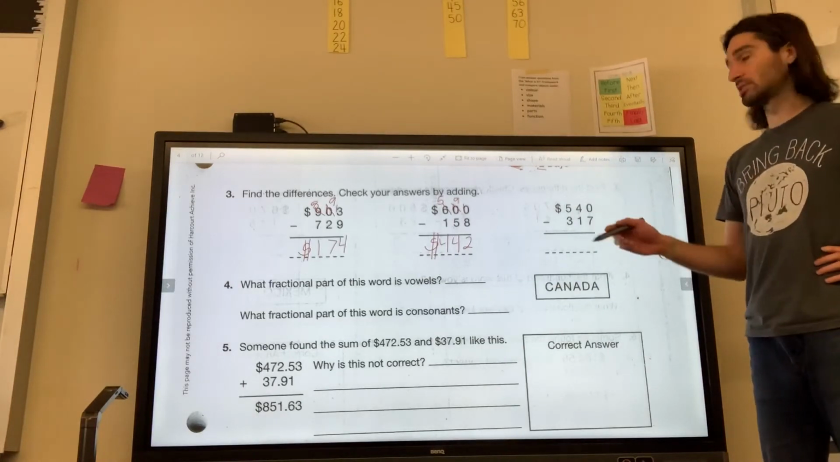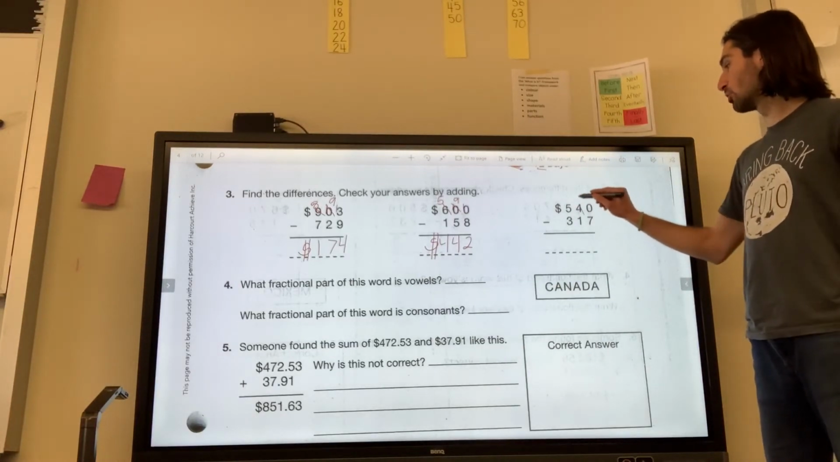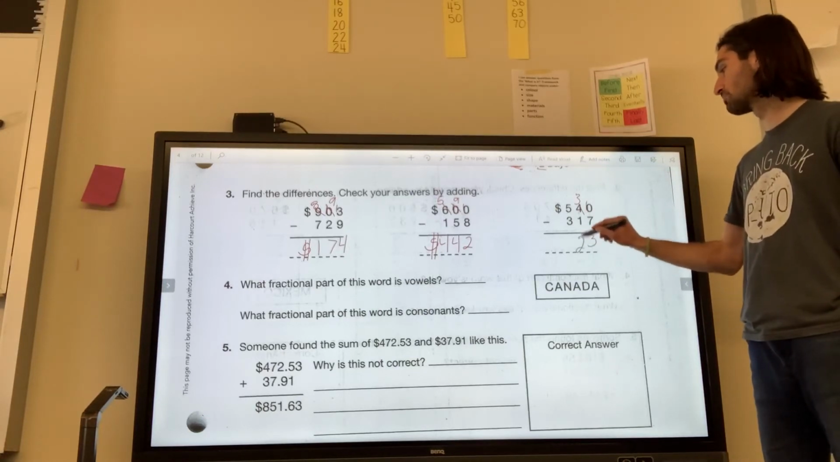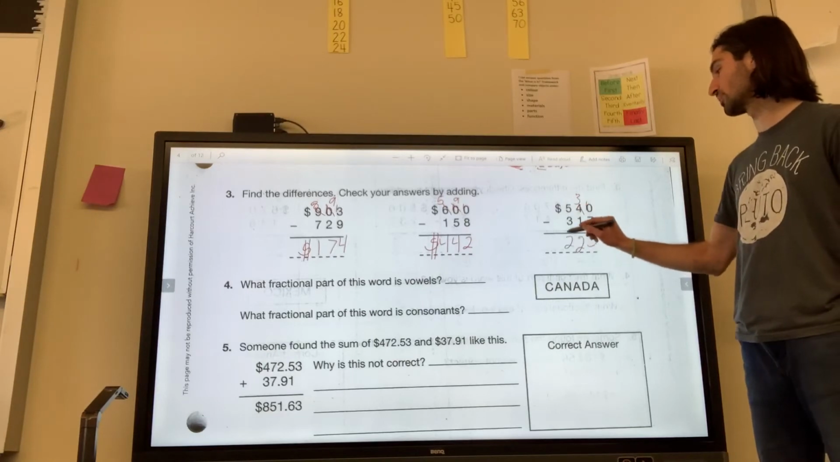This one only has that 1 0 in it at the beginning, so we just borrow. We can just borrow from the number right over it. And we get 10 subtract 7 is 3, 3 subtract 1 is 2, 5 subtract 3 is 2 as well.